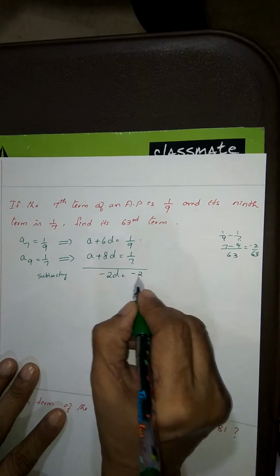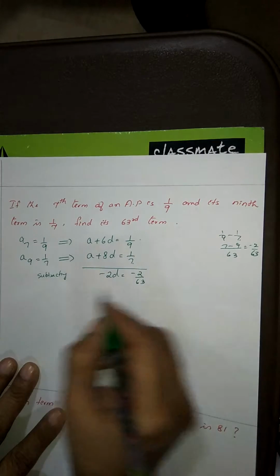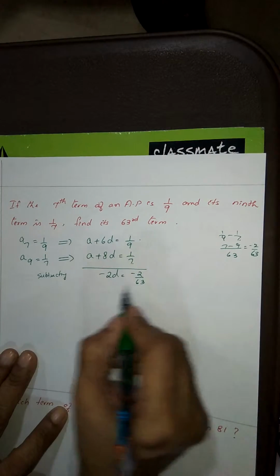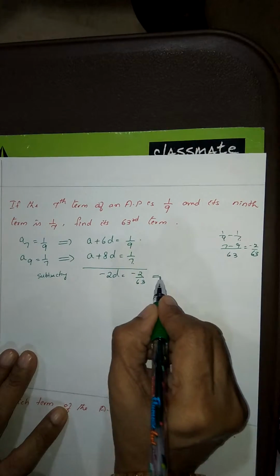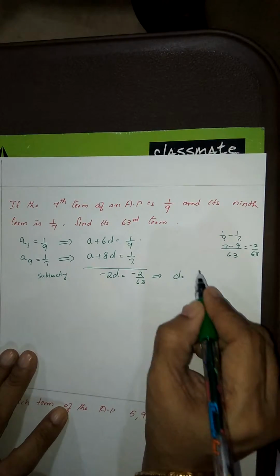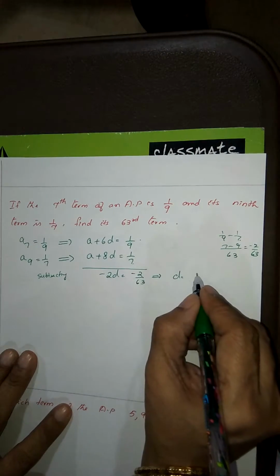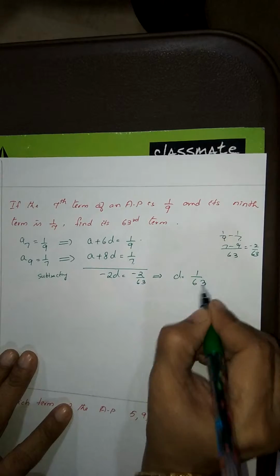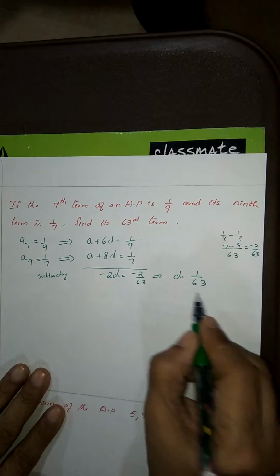So minus 2 by 63. So d is equal to, from this you get d is equal to minus 2 and minus 2 will get cancelled, equal to 1 by 63.